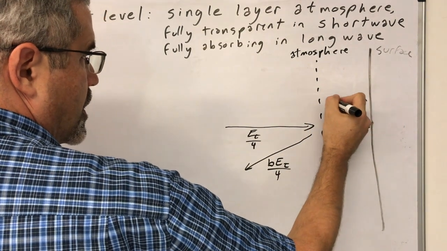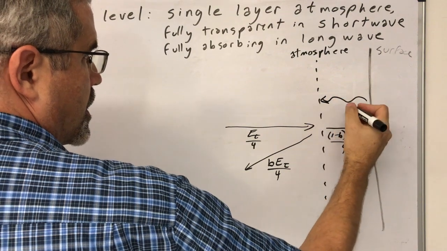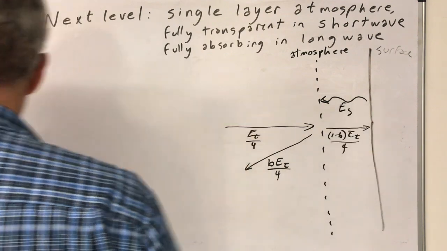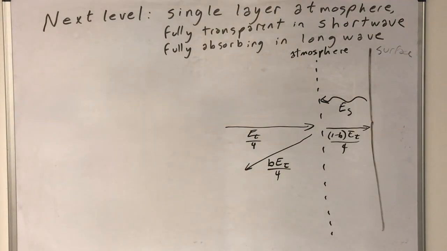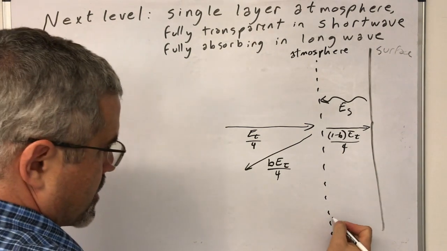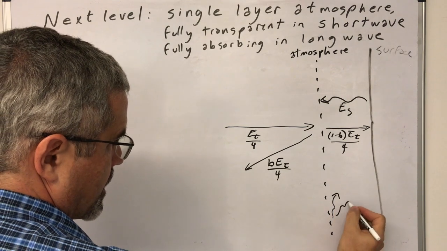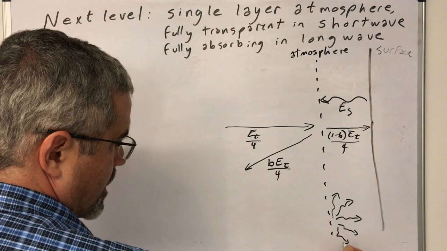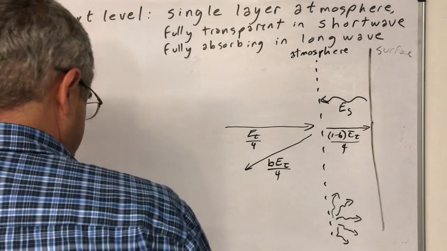Now, the Earth is going to heat up. I don't know how much it's going to heat up, but I know that it'll have a temperature, and so it's going to radiate energy. We'll just call it E sub s. And that energy is going to go upward toward the atmosphere. I'm going to draw that as a wavy line, again, to indicate longwave. We set as an assumption that all long wave radiation will get absorbed by the atmosphere, and that will cause the atmosphere to heat up.